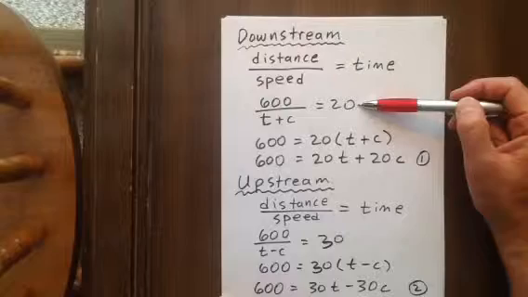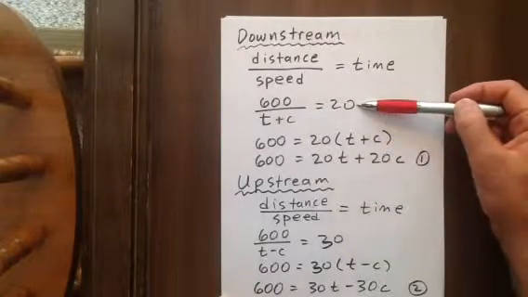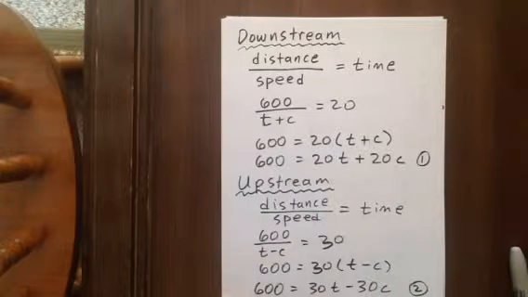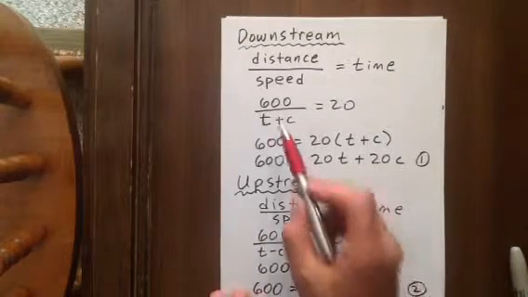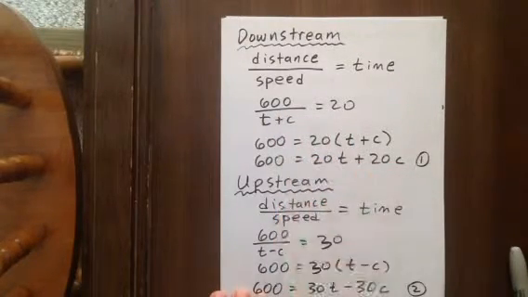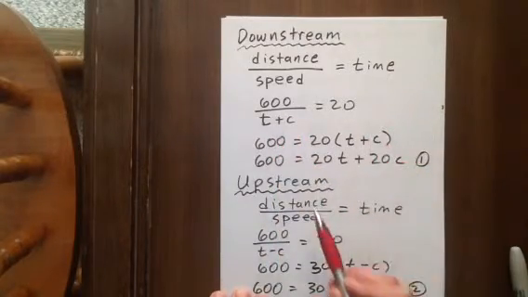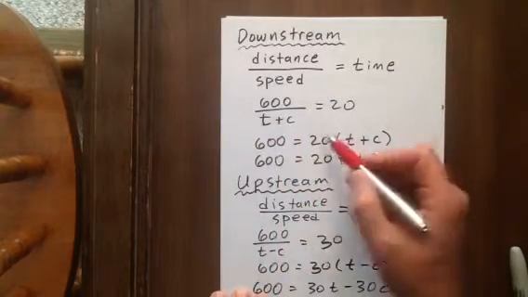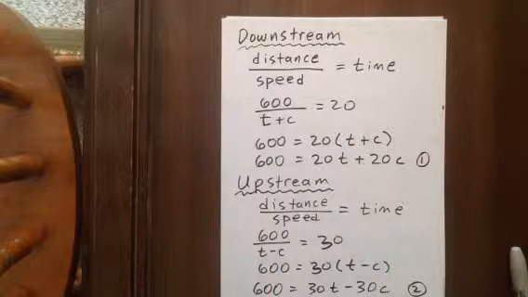So the units, because they are all consistent with each other, meters, meters per second, and seconds, are going to work out. So we get 600 over T plus C equals 20. Well, what we can do now is multiply both sides by T plus C. Distributing that 20 into the bracket gives us that 600 equals 20T plus 20C.